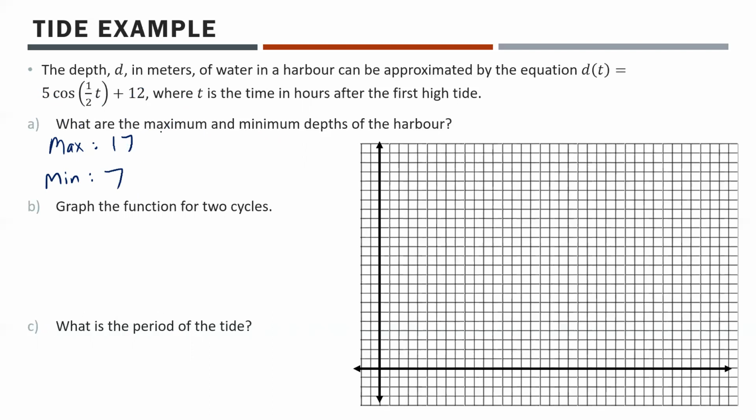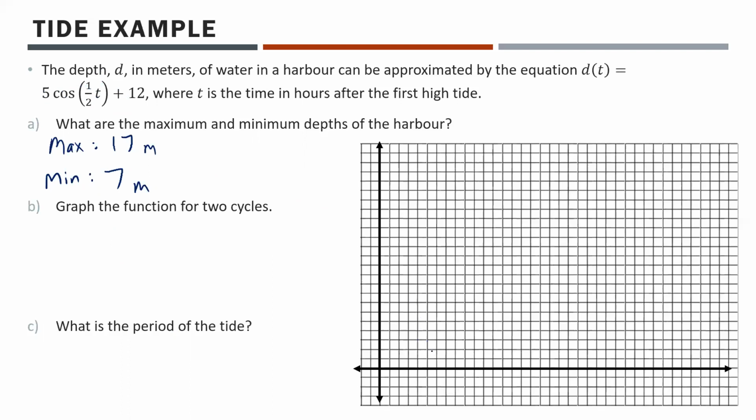So that is our maximum and minimum depths, and I guess we better put that in meters because that's what the question is asking for. Part B, graph the function for 2 cycles. Well, it doesn't tell us where we start, but if we look at our formula itself, it's a cosine function with no phase shift. So cosine functions without a phase shift are going to start at their maximum point.